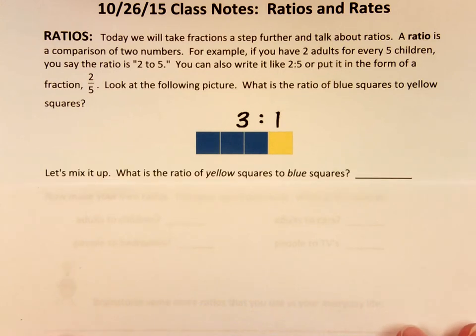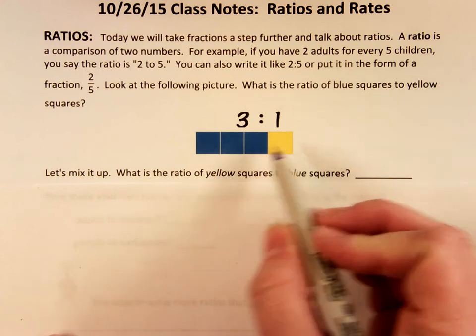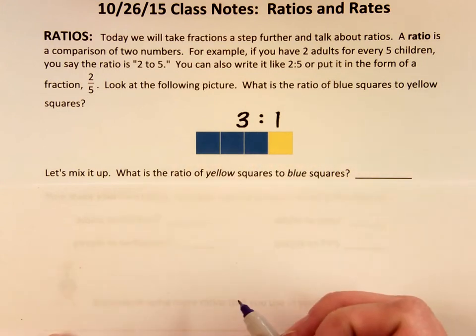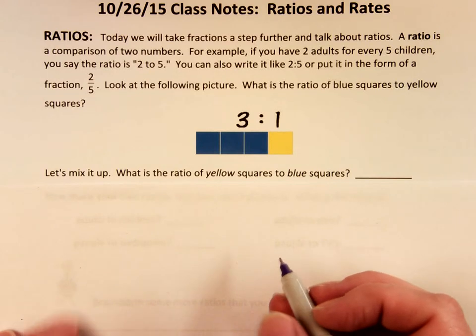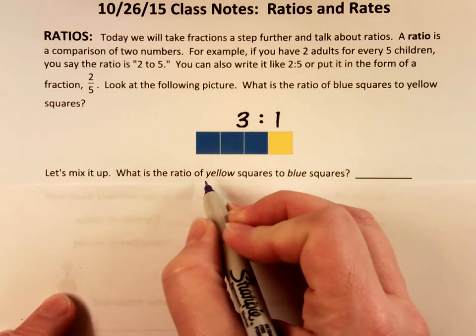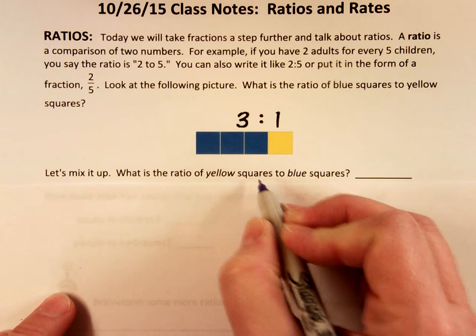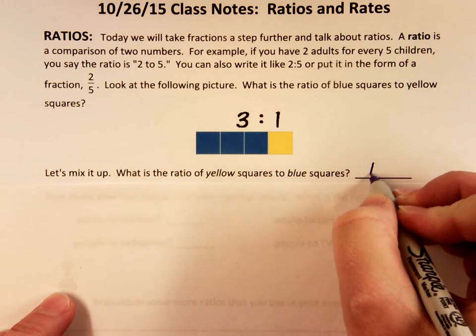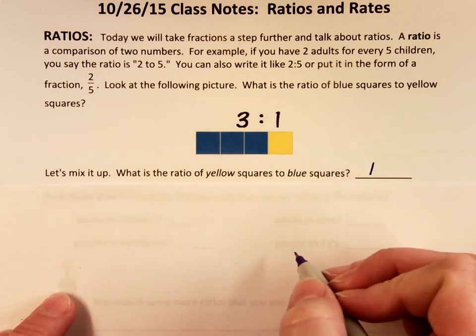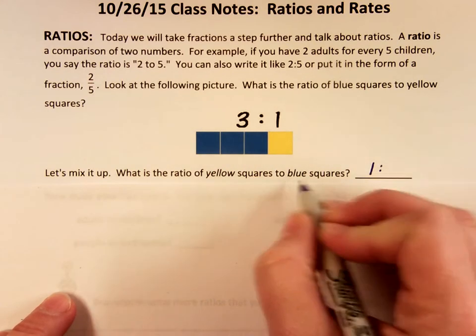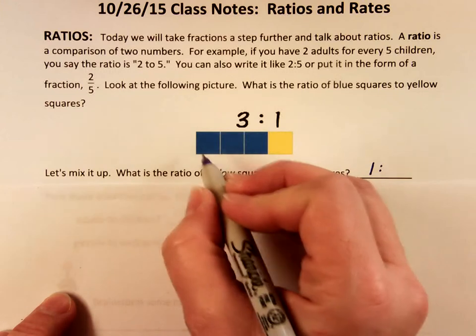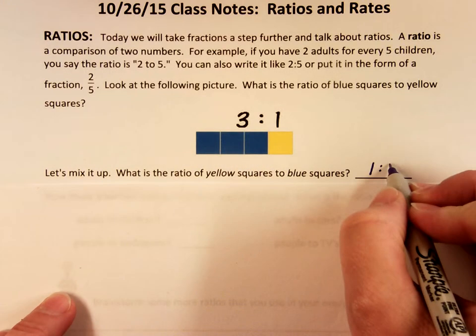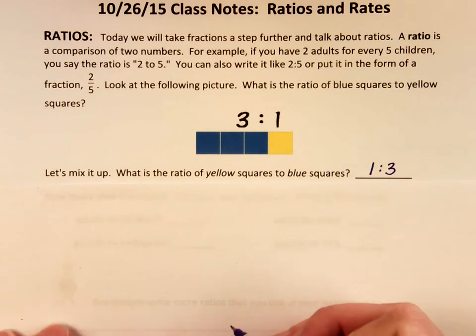Now let's mix it up. What is the ratio of yellow squares to blue squares? Now the key when you're writing ratios is to notice which has been written first. Yellow squares to blue squares. Yellow squares was written first, so you put that first. There's 1 yellow square. Next comes the second thing that was written. Blue squares, 1, 2, 3. Now the ratio of yellow squares to blue squares is 1 to 3.